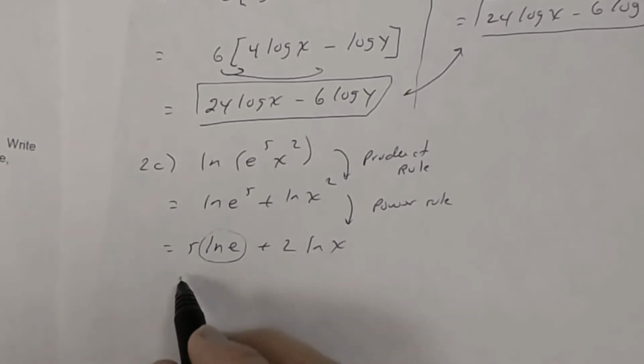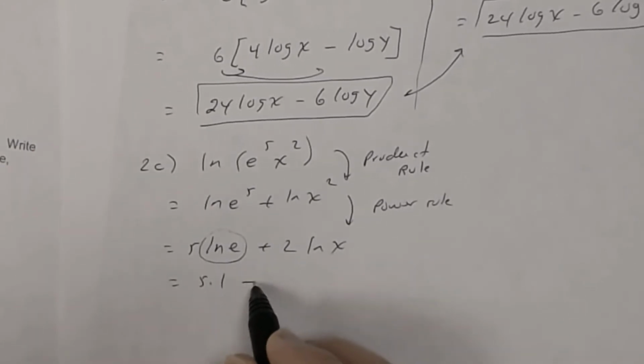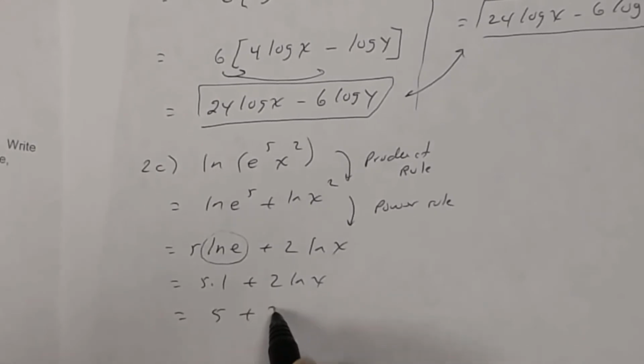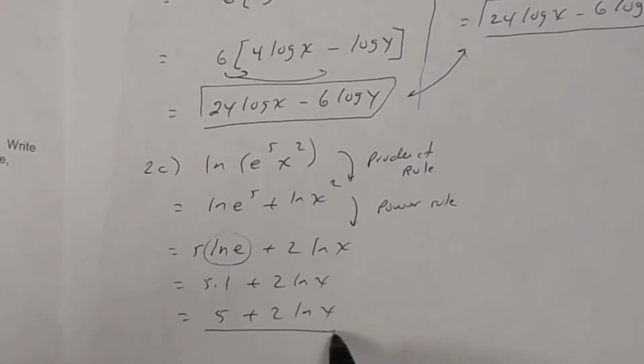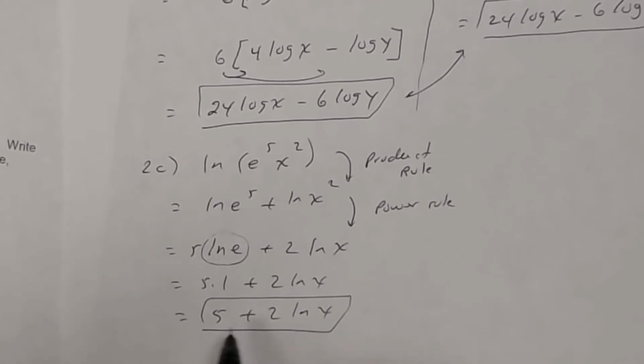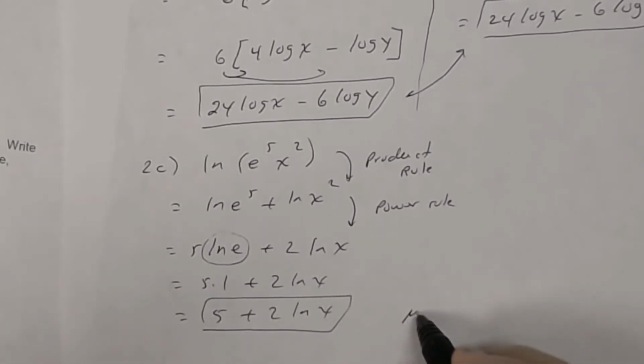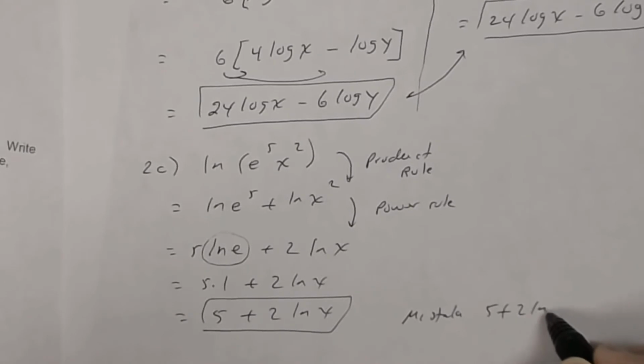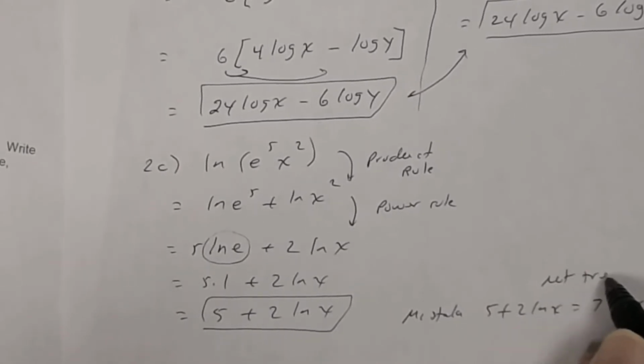E to the first. So it becomes 5 times 1 plus 2 natural log of x, and so the answer is 5 plus 2 natural log of x. Now don't make the mistake and say that's 7 natural log of x. Some students go through this quickly and forget some things. The mistake is to say that 5 plus 2 natural log of x equals 7 natural log of x. That's not true.